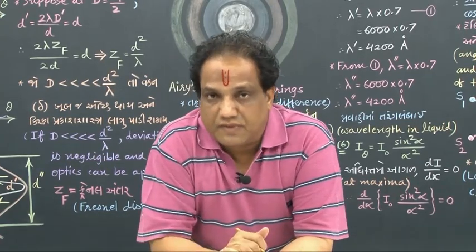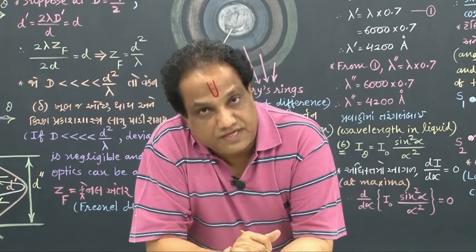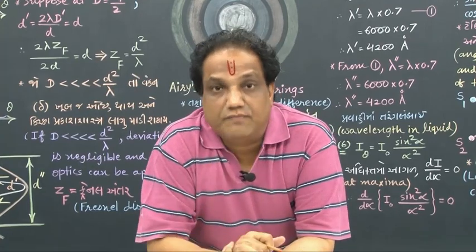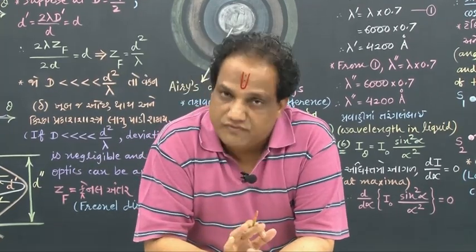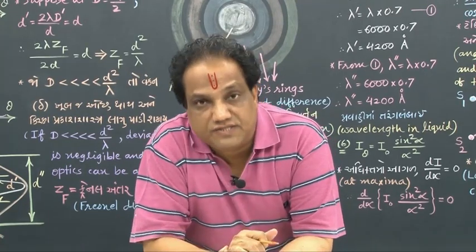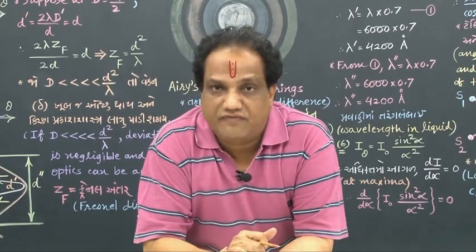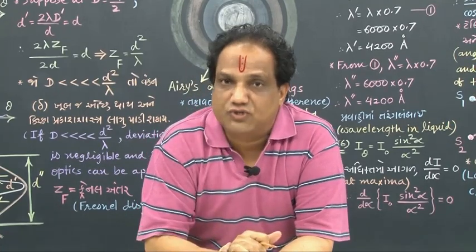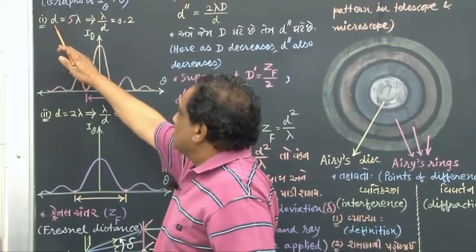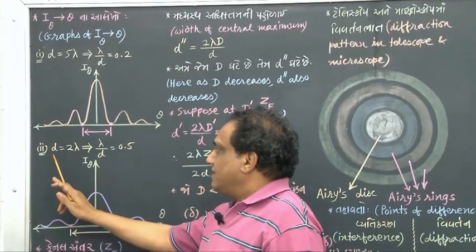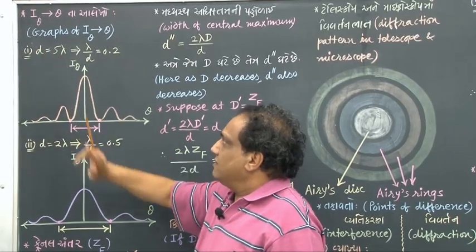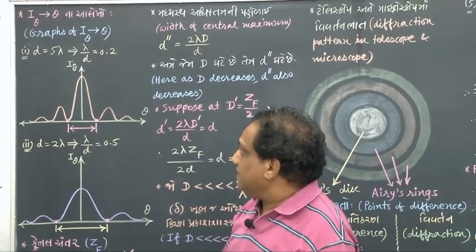Now let us do one thing. Let us change the width of the slit, and then what is the effect on width of central maximum? That is what we would like to study, okay? And for that, what we do? We plot a graph of intensity of light versus angle of diffraction for two different values of width of slit. First of all, we take d equals 5 lambda, and then after we will take d equals 2 lambda. Come on. When you take d equal to 5 lambda, just find out value of lambda upon d.